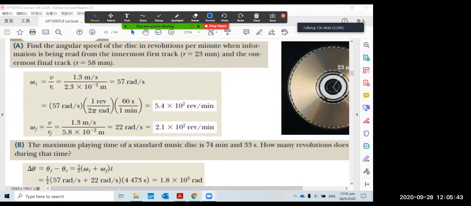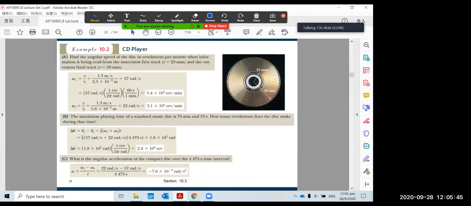And then the next one is the maximum playing time. It's 74 minutes, 33 seconds. How many revolutions does it take? So we assume that when the CD is being played, the sensor would be kept moving from the inside to the outside. So it would have a constant angular deceleration. Initially, it rotates faster in the center, and then at the edge, it rotates slower.